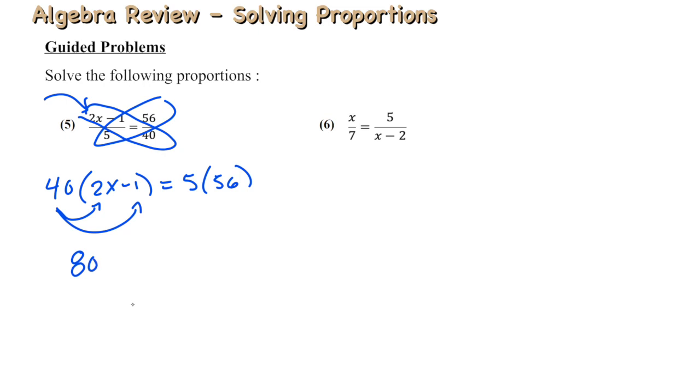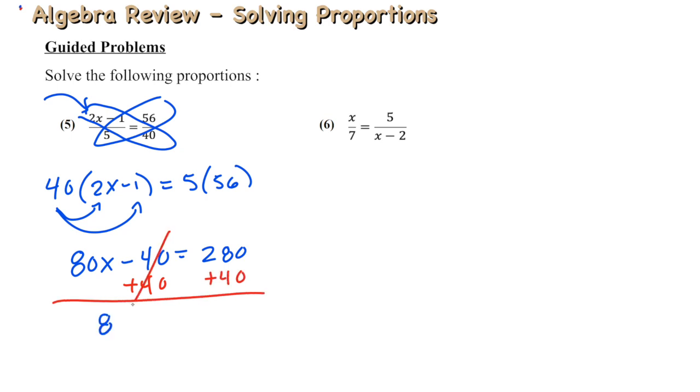So we get 80x minus 40 is equal to 280. Now you want to add 40 to both sides. And you have 80x is equal to 320, or that x is equal to 4.